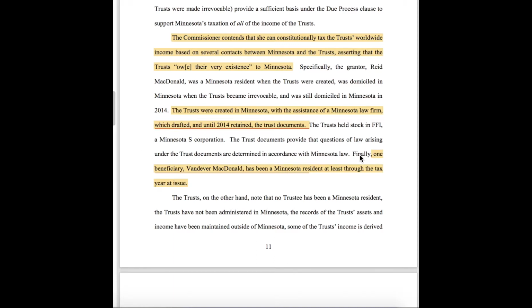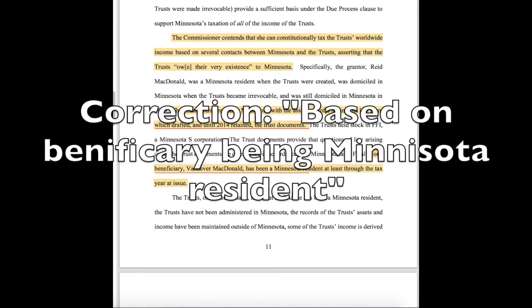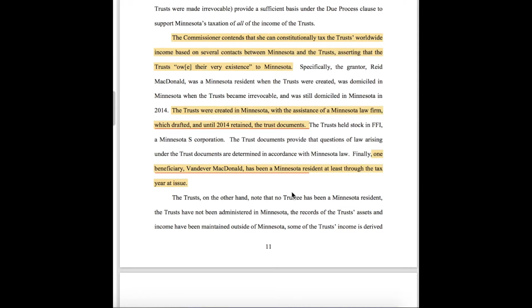Here we see this again in her contention. Finally, one beneficiary, Vanderver McDonald, has been a Minnesota resident at least through the tax year at issue. So we clearly see here that the taxing authorities claimed a portion of the worldwide income of these trusts based on beneficiaries being U.S. citizens, based on the currency of the trust being issued from a state agency, and the trust being formed in the state of Minnesota using a Minnesota law firm.